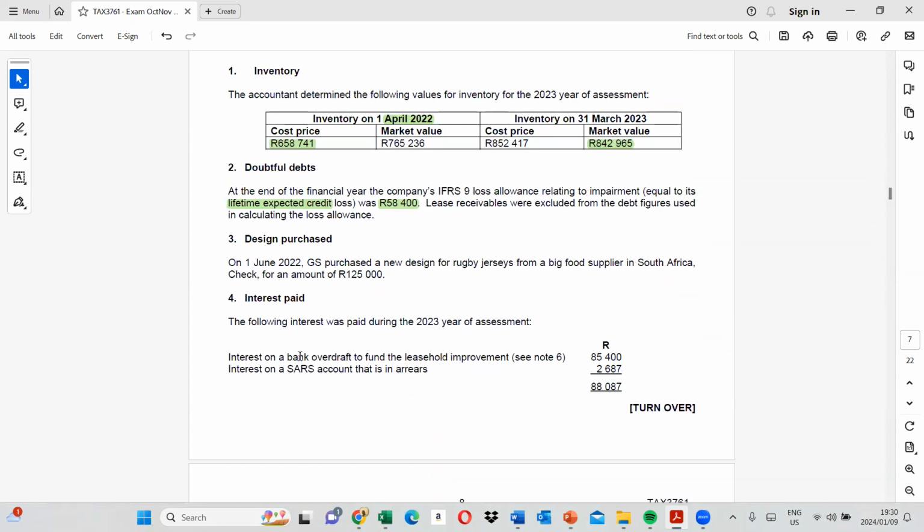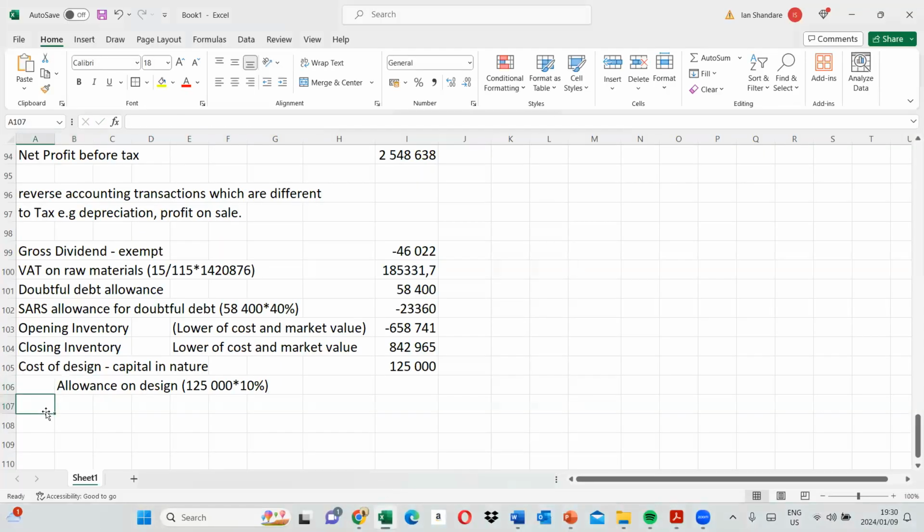So interest on bank overdraft, we find the leasehold improvement. All right, so we have interest that is coming on bank overdraft. So we can all agree that, of course, interest is actually deductible. All right, interest on overdraft is deductible, so no need to worry. But now, excuse me, interest on SARS account that is in arrears.